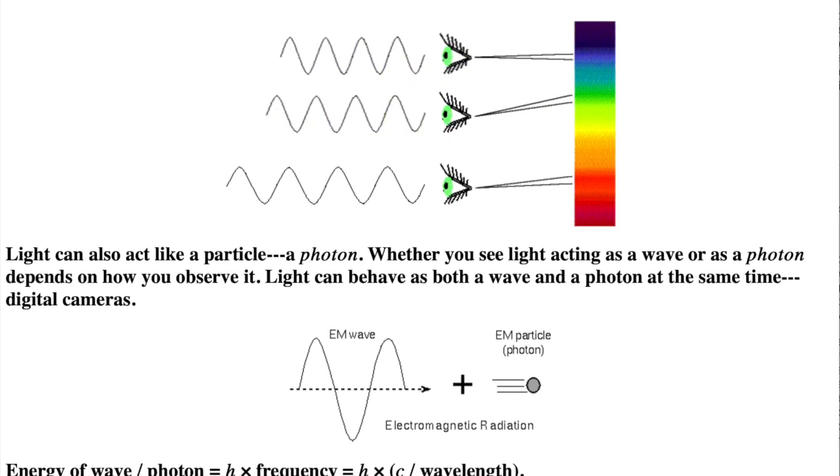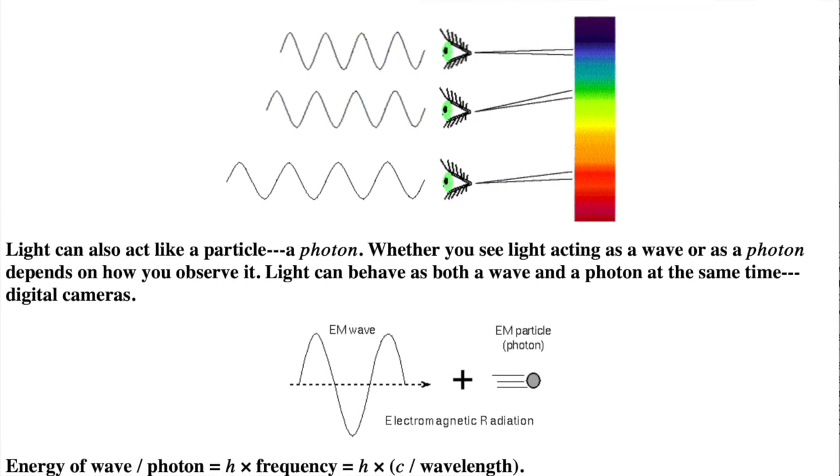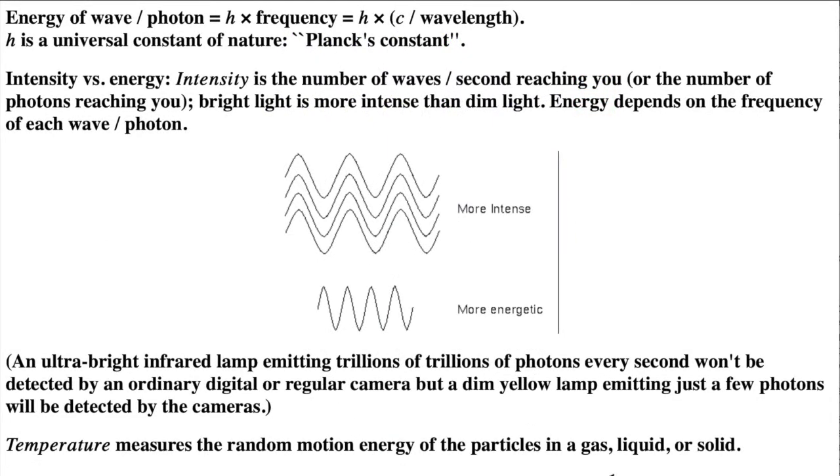The energy of the light wave or photon depends on the frequency. The more of those wave crests pass by you every second, the more energy there is. The intensity is the number of waves per second, or the number of photons per second reaching you. It is not the energy of the wave or photon. A bright light is more intense than a dim light, but may not be more energetic. For example, an ultra-bright, intense infrared lamp emitting trillions of infrared photons every second won't be detected by an ordinary digital camera. But that camera will be able to detect something putting out just a few visible light photons.